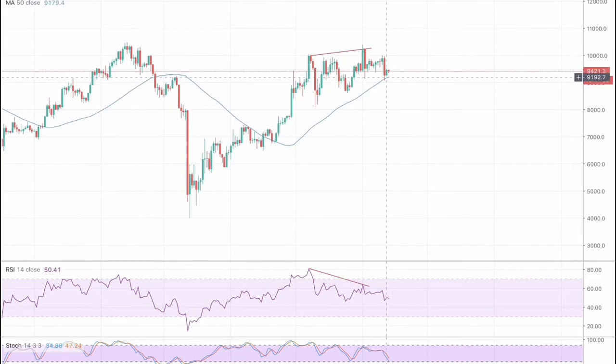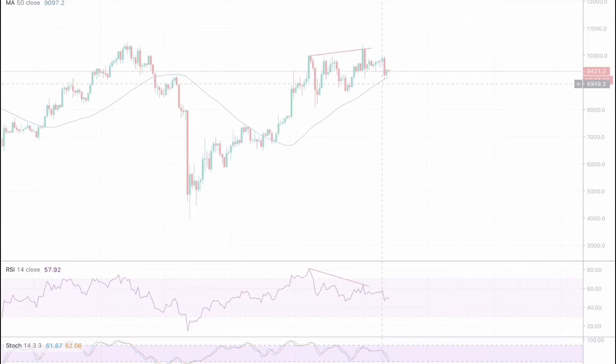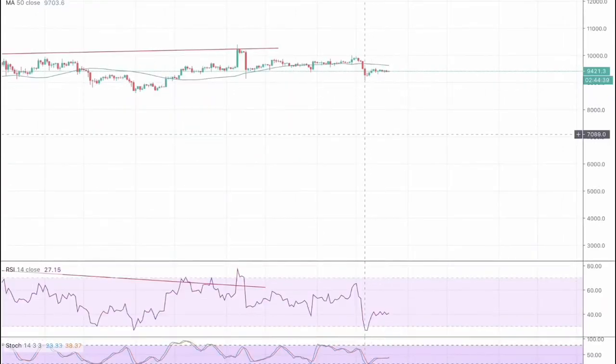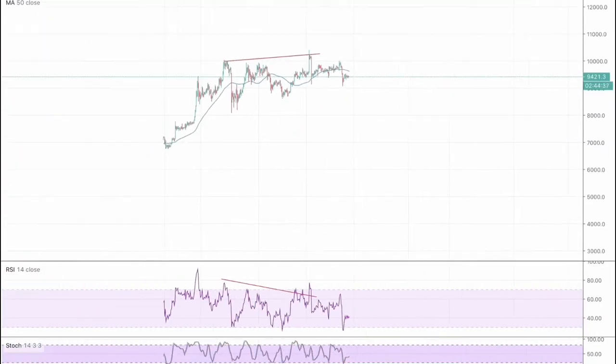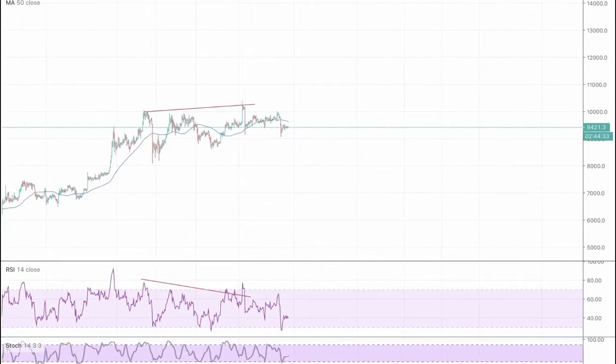Moreover, we can see that the market is currently testing the 50 MA, or 50 moving average. Moreover, going on to a smaller time frame, on the 1 hourly chart, on the 4 hourly chart, somewhere around here, we can see a channel being formed for the Bitcoin. Let me draw that. Somewhere around here.